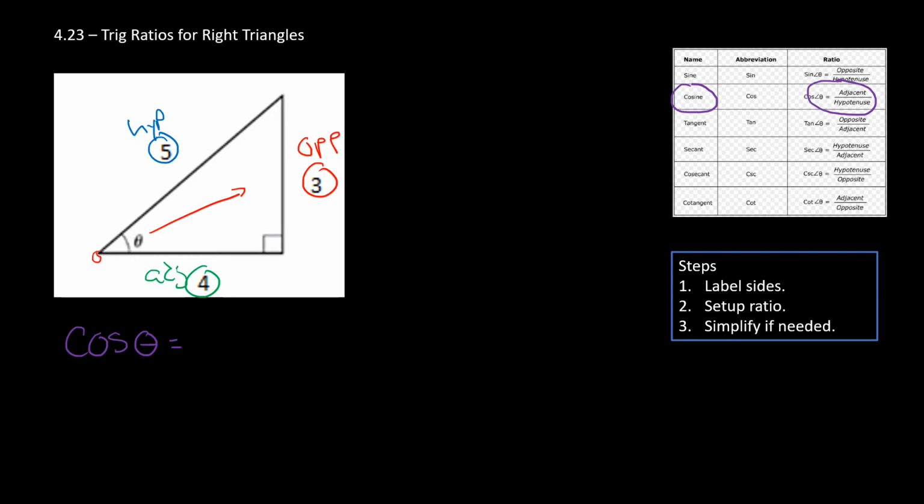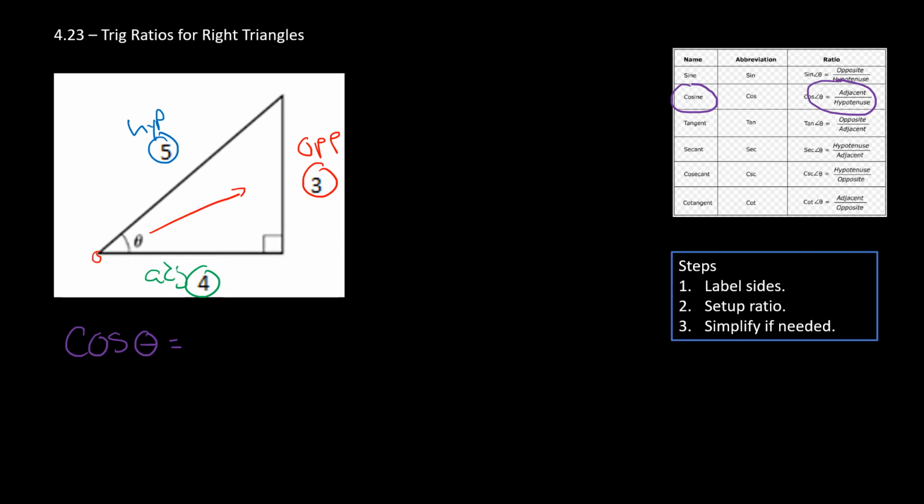Let's go ahead and look at another problem. Let's say I wanted to solve for the cosine of theta. For cosine of theta, we're going to come over here to our table, and we're going to see that it's adjacent over hypotenuse. Before we set anything up, I want to label my sides. Again, we look at theta, and the opposite here is going to be our opposite value of 3. Our adjacent side would be 4, and our hypotenuse side is going to be 5.